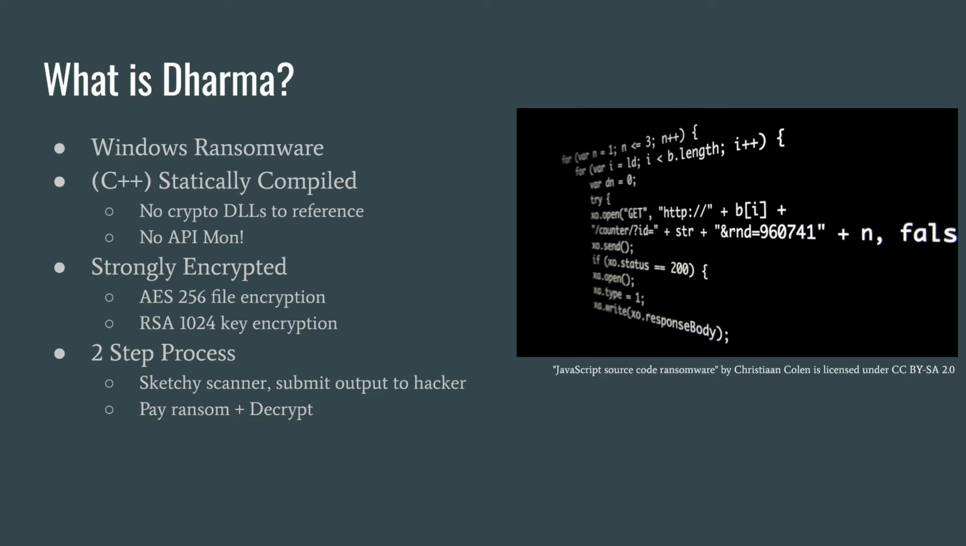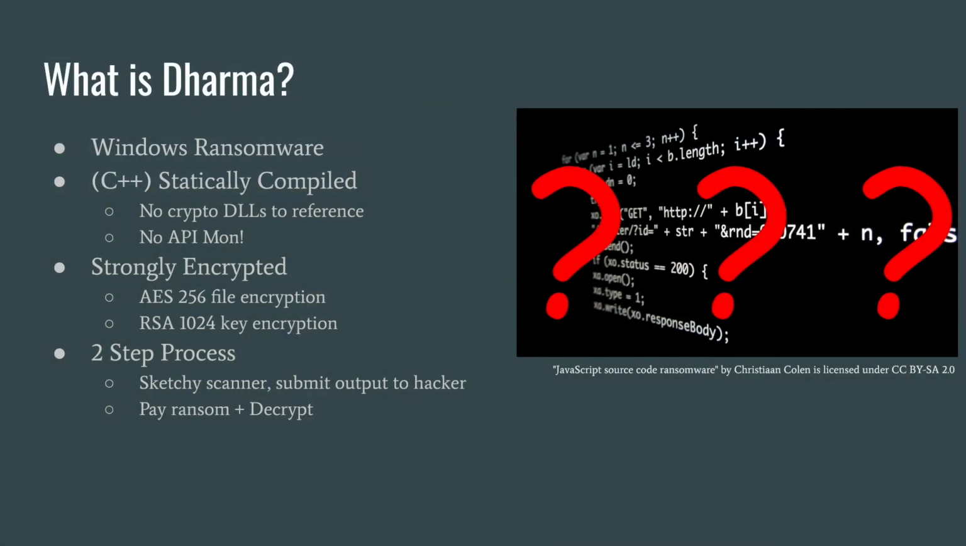It's AES encrypted for all the files, which is very fast, of course, and then RSA encrypted. If you don't know what those are at all, it might suck, but I'm going to explain them quickly. I don't want to spend too much time, though. The ransomware itself uses a two-step process. You scan your system, you send the output to the attacker, you pay the ransom, and then they send you back a decryptor.